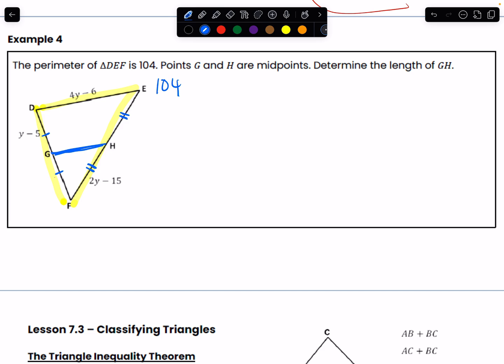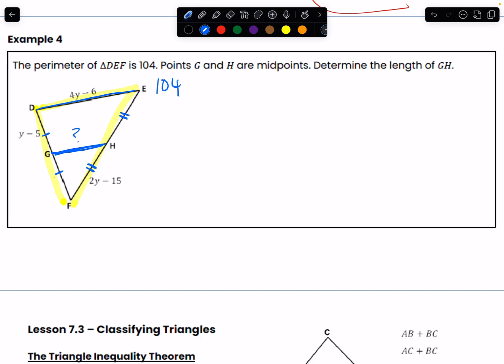Now it's asking me to determine the length of GH. So we're asked to find the length of GH right here, so I put a question mark. In order to do this, first of all, I know that GH is going to be half of DE. But before I use half of DE, I need to figure out the value of Y.